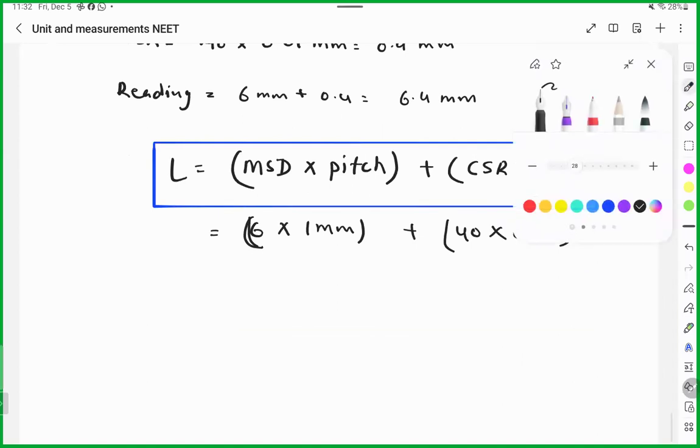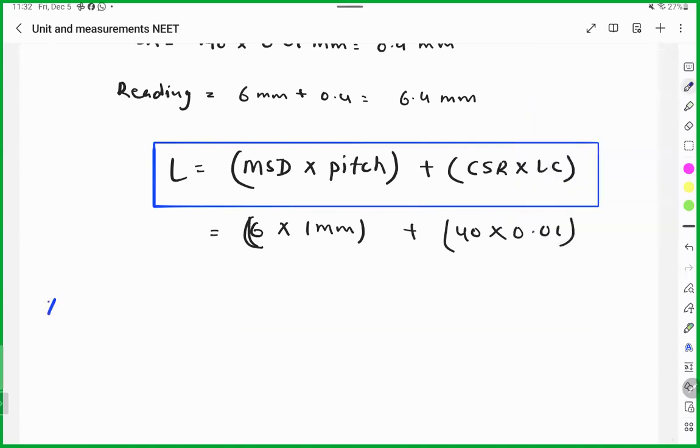Yes, Pratigya, the linear scale division and main scale division are the same thing.